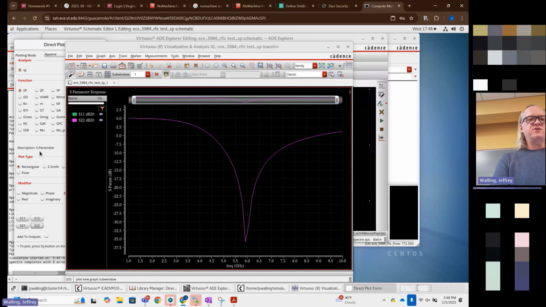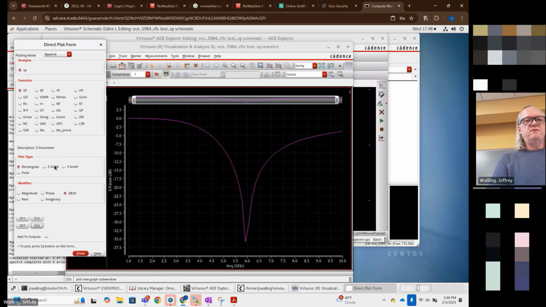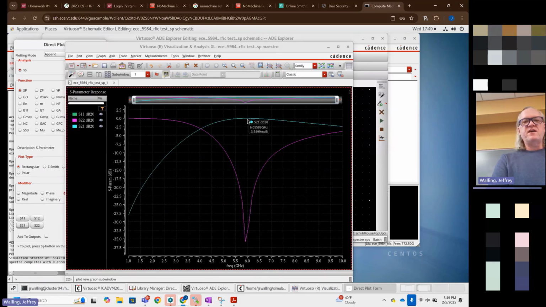And we also generally care about the loss or the insertion loss. Remember, S21 is not equal to the insertion loss, but as long as it's matched, it's pretty close to the insertion loss. So I'll add that in dB also. We have ideal components here. So right at 6 gigahertz, you can see that the S21 is minus a couple of millidBs, so pretty close to ideal.